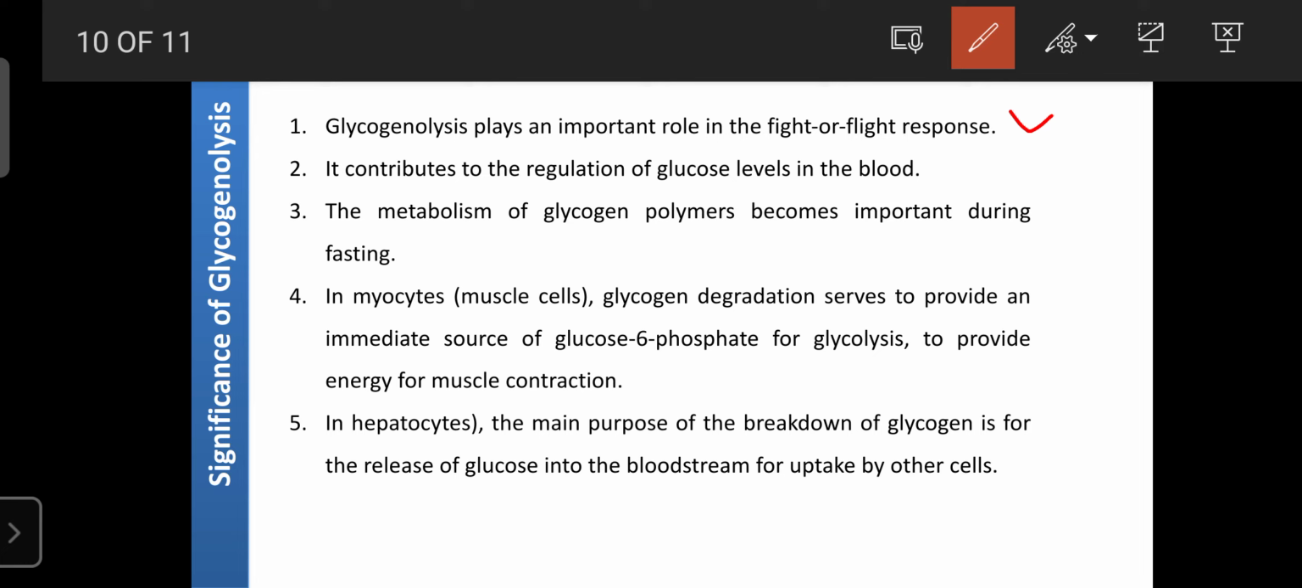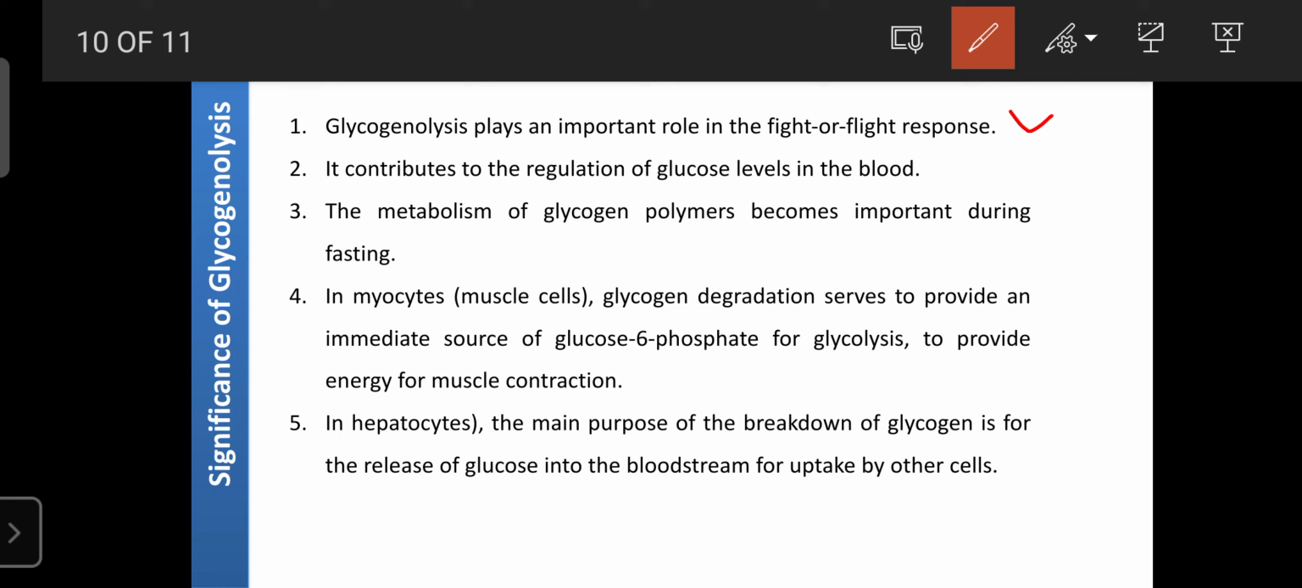With failure of the sympathetic nervous system, a person can die within 24 hours or within 2 to 3 days, because that system plays an important role in continuously supplying glucose to our body through the fight or flight response by releasing adrenaline. That adrenaline enters the liver and muscle cells and enhances glycogenolysis. That's why glycogenolysis plays an important role in the fight or flight response.